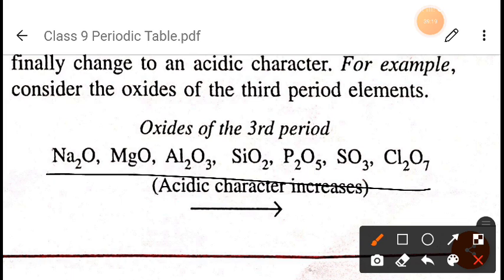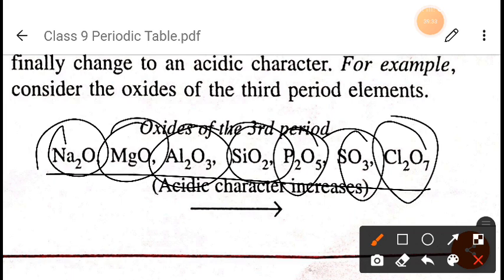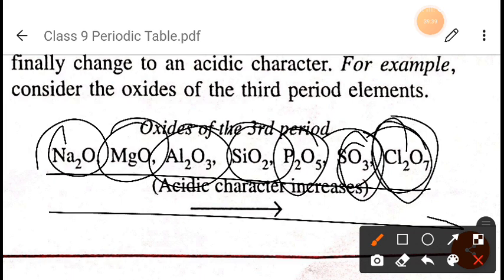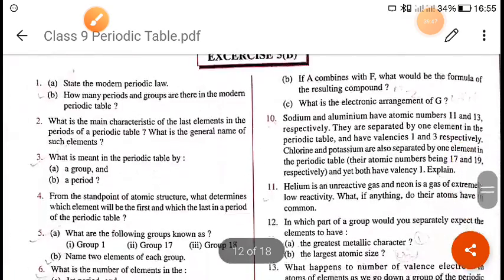When we're talking about the third period, there is sodium oxide, magnesium oxide, aluminum oxide, silicon oxide, okay. After that, phosphorus oxide, sulfur oxide and oxides of chlorine. So here you can see the acidic character is increasing. Means what? Each one is more acidic than the one before, so the acidic character is increasing, right. So I hope you have understood this.